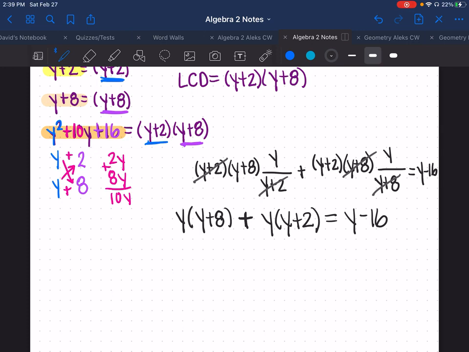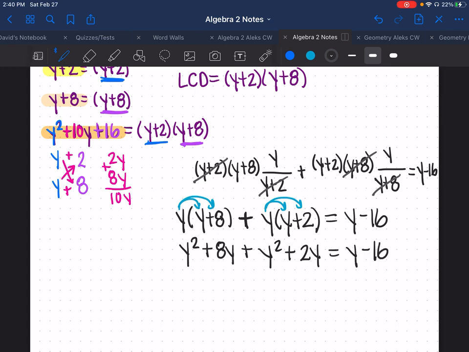I can solve this. I'm going to go ahead and distribute the y's for both of these first ones. That's the next thing I'm going to do. Y times y is y squared. Y times 8 is 8y. Y times y is y squared. And y times 2 is 2y. Okay. I'm going to combine together my like terms. Y squared plus y squared would give me 2y squared. And 8y plus 2y is going to give me 10y.